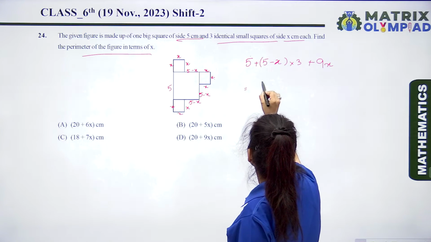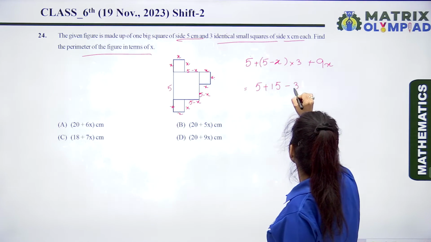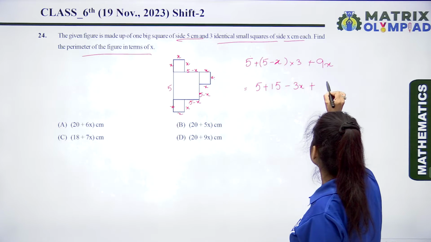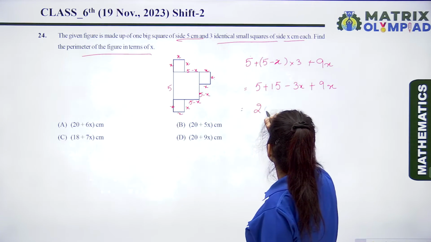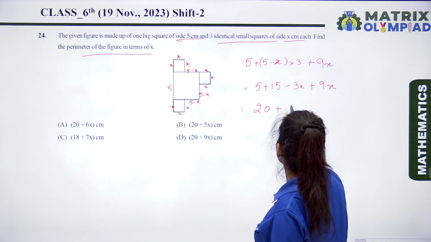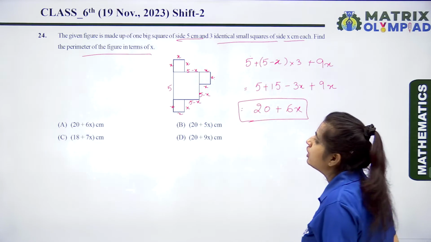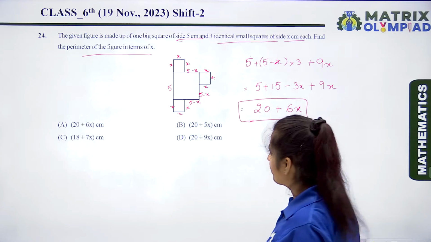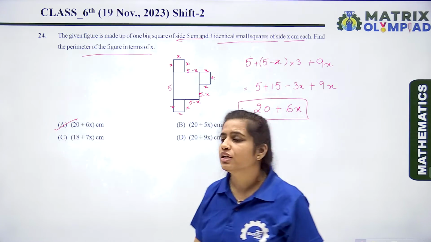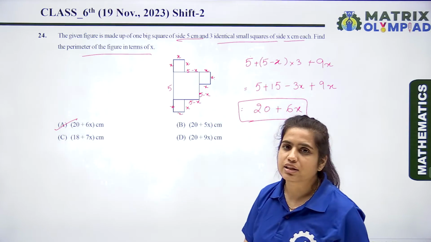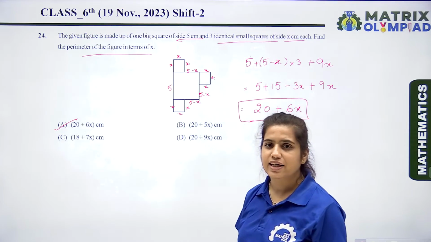So here we get 5 plus 15 minus 3x plus 9x. So 20 plus 6x is the perimeter of the irregular shape. So here 20 plus 6x centimeter is the correct answer. So according to the question, option A is the correct answer.